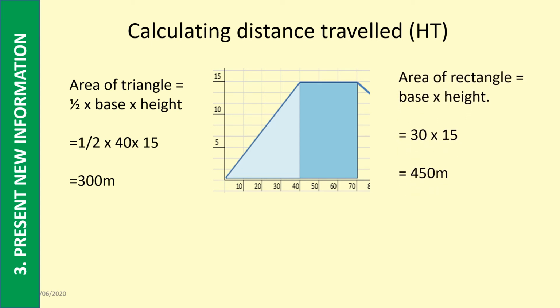Then we're interested in this rectangle. The area of a rectangle is given by base times height, which is from the graph 30 by 15, which is 450 meters. So now we know the area here for the triangle and here for the rectangle. We just need to add them together, which gives us a total of 750 meters traveled. And you can do this for any graph, providing it has straight lines, and you can divide it into regular shapes that you can work out the area for.